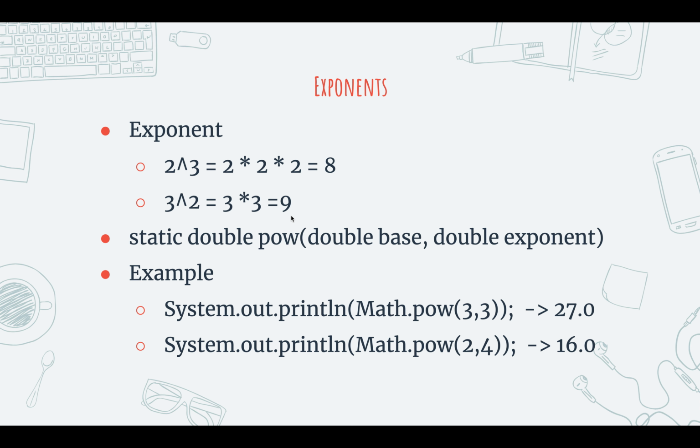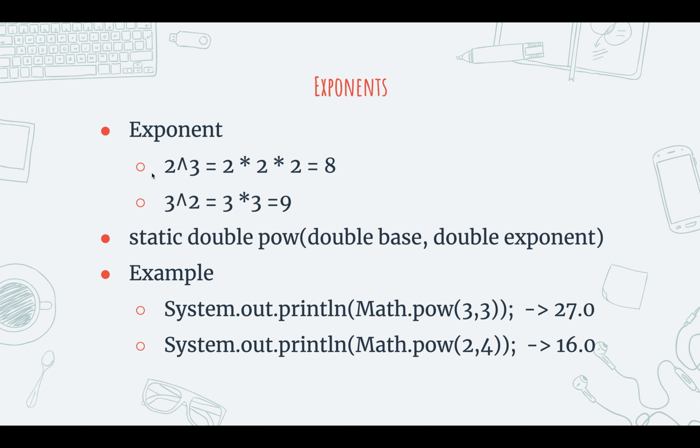The exponents method is not just like the abs method. It has a different abbreviation, or rather a different method name, and it has 2 arguments. So just like the abs method, it's static. So again, you're calling it by Math. You're not creating an object. It's going to return you a double, so there is no integer, and you call it through pow.